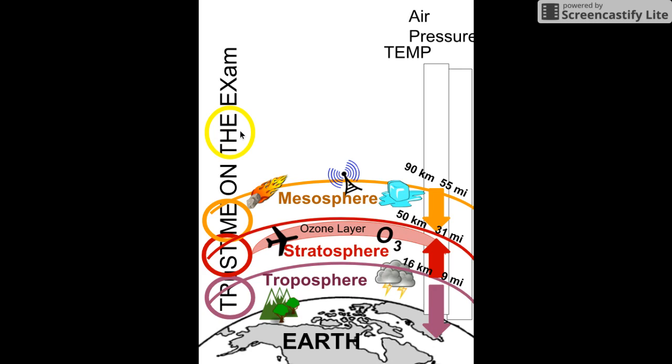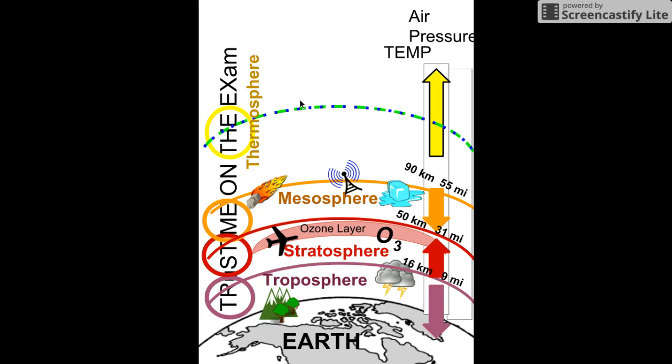The thermosphere, thermo, we know means heat. So the thermosphere is actually the hottest layer of the atmosphere. And if you see where I have written thermosphere here, the thermosphere is actually both of these layers combined. Okay. The reason why is because the temperature actually increases from this 90 kilometers all the way out into space.